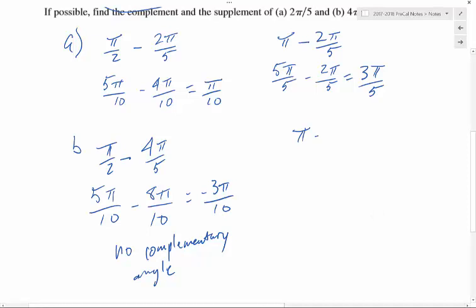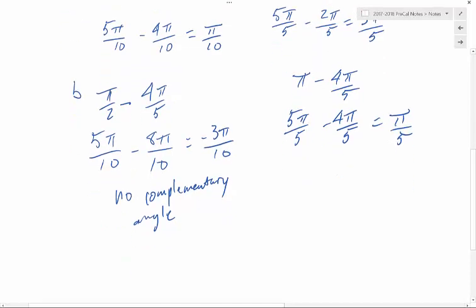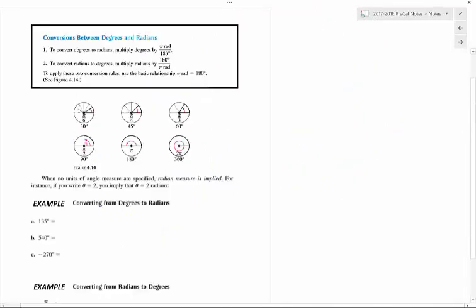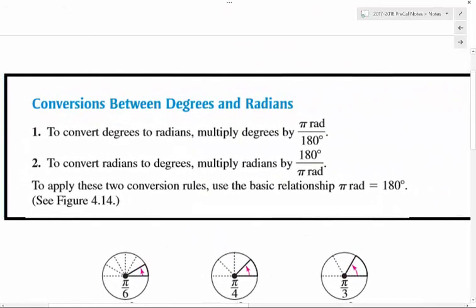Let's try pi minus 4 pi over 5. 5 pi over 5 minus 4 pi over 5 gives me pi over 5 radians. Remember, these are in radians. Now, anytime you want to convert from degrees to radians, you can multiply the degrees by pi radians over 180 degrees, excuse me. Now, we never write the term rad with it. They're just showing you that that's the unit of measurement.